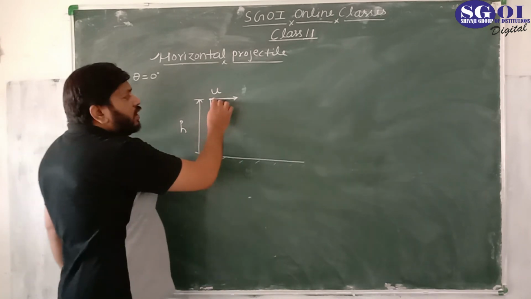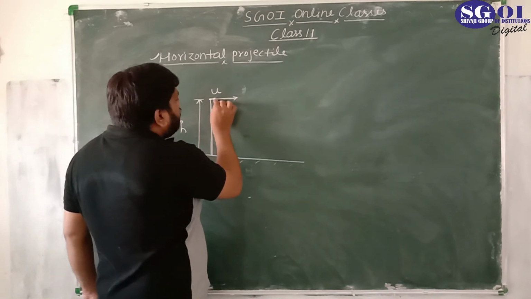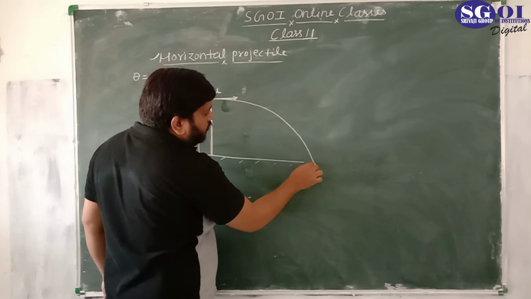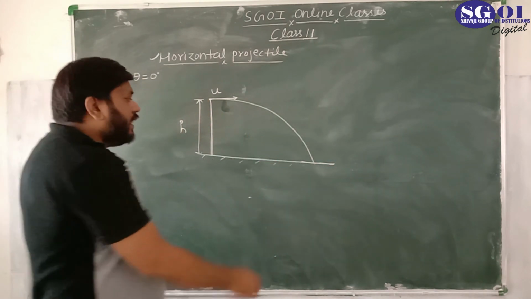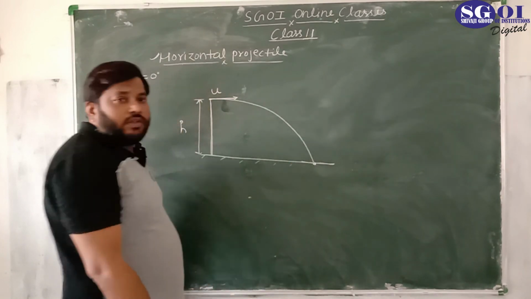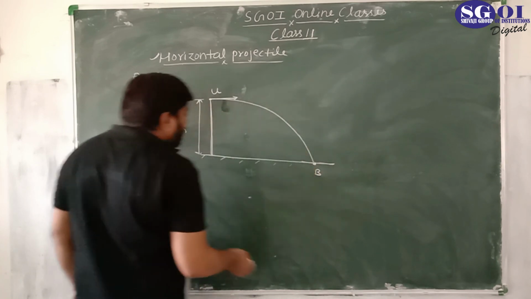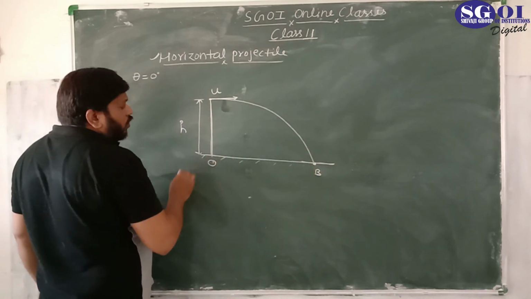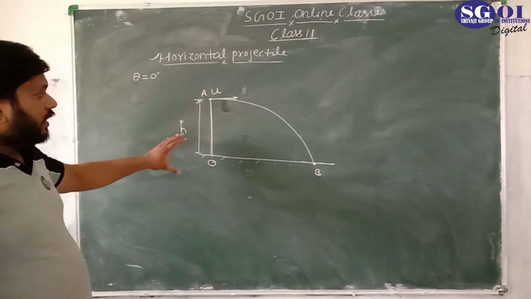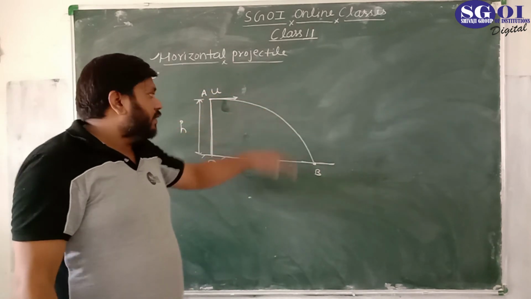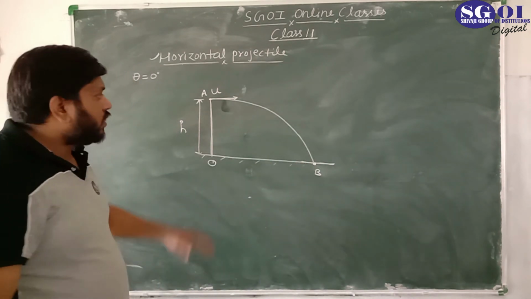So how would it go further? We know that it would go further like this. Finally, it would reach a point on the surface. Let's say this point is B, this is O, and this is A. Here you are seeing that the motion is in a plane, because x and y coordinates are both changing.